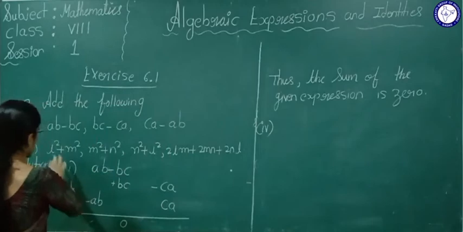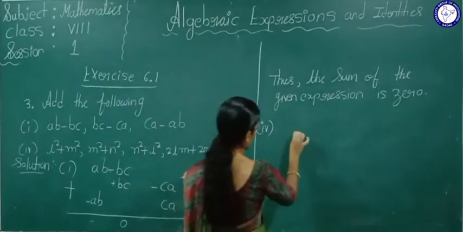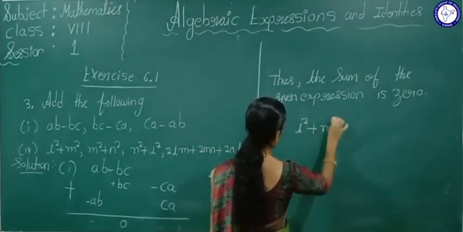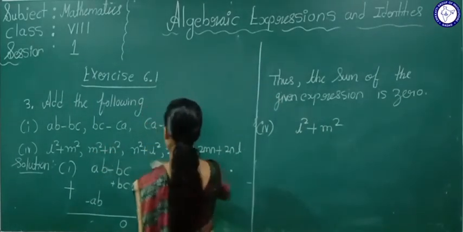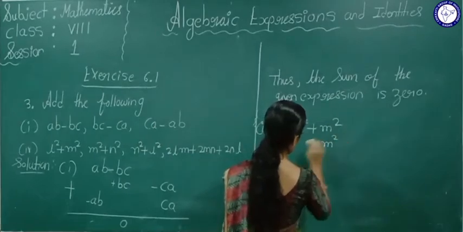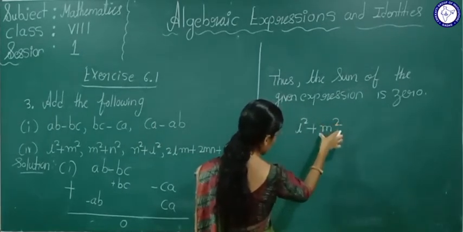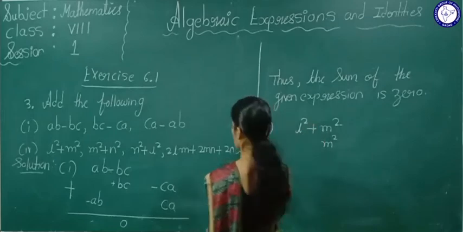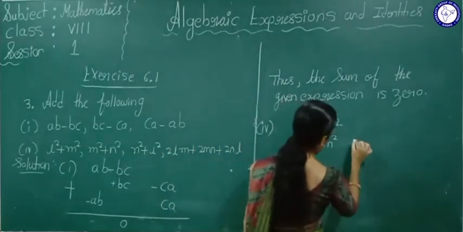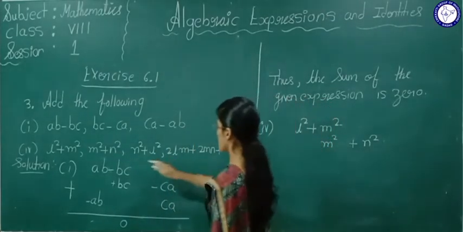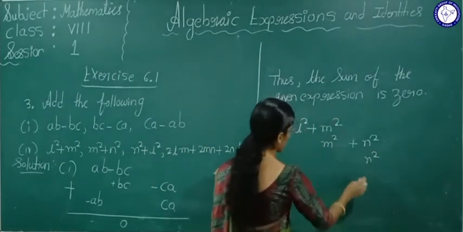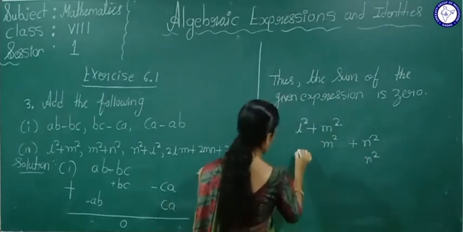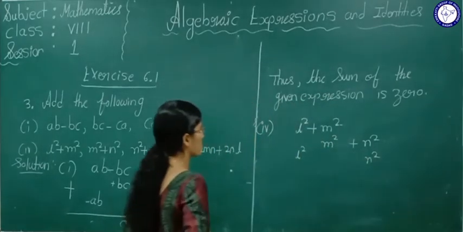Add that all. L square plus M square. L square plus M square. Next algebraic expression, M square plus N square. M square. Now like terms you have, it should be in one column only. M square. N square is there, no? We will write this sign. N square plus L square. N square plus L square. Okay. Next 2LM.